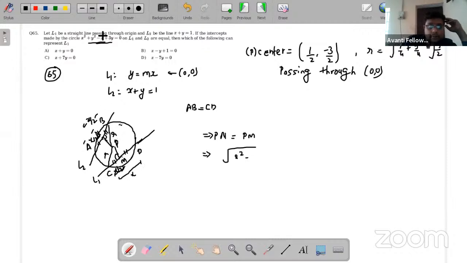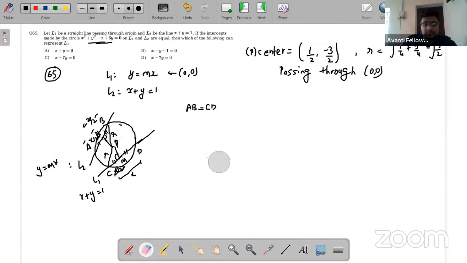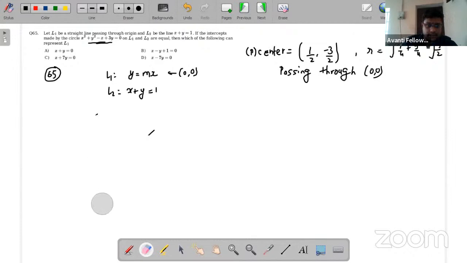okay, so line equation is given actually. L1 is x plus y is equal to 1, and L2 is y, formula from one point. Okay, so we don't have to do this much also. What we can do, we can find perpendicular distance from a point. P is given 1 by 2 comma, I'll remove this whole graph and write it again.